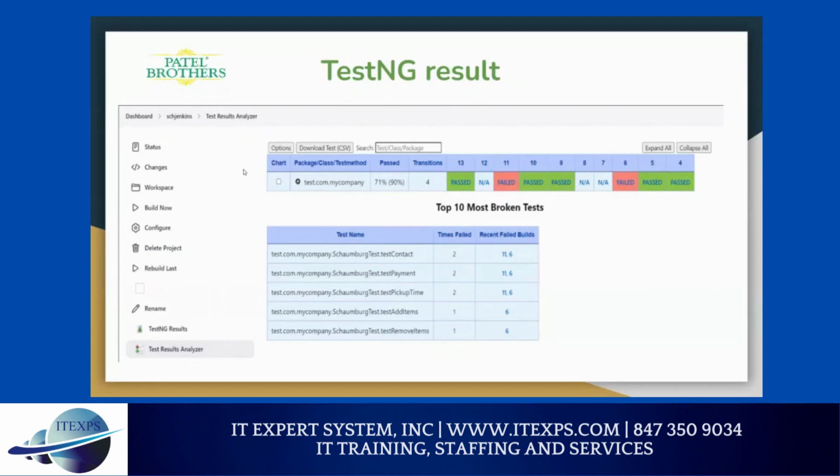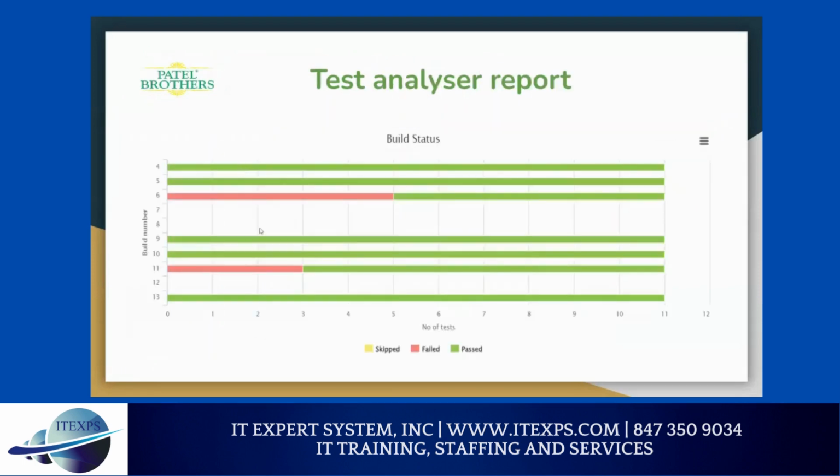Moving on to the next slide. This is our test analyzer report. This is another plugin in our Jenkins. Now this is showing our build status. It is also showing how many we have skipped and how many we have passed. You can see some of the tests have failed. So this is a way of analyzing your reports.